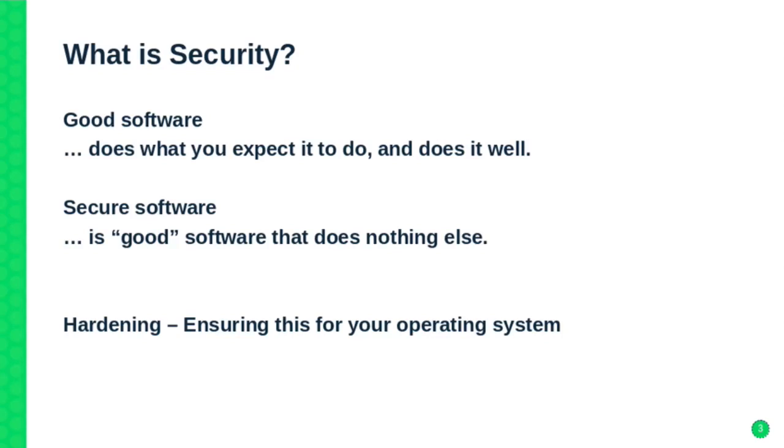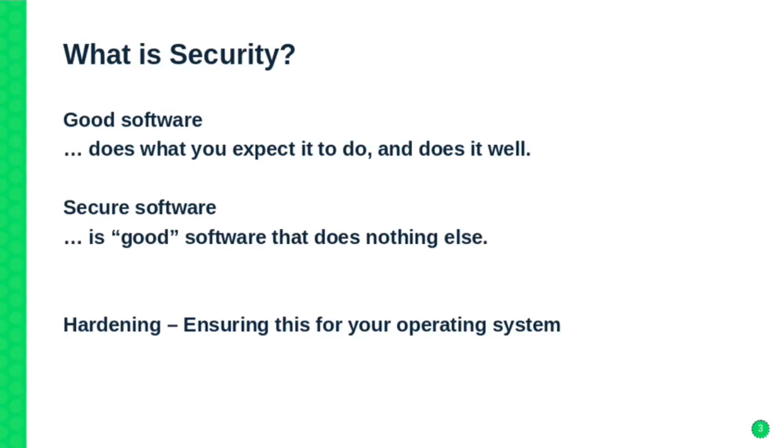So what is good software? Good software does what you expect it to do, and does it well. And secure software builds on top of that. Secure software is good software that does nothing else. So it doesn't have unintended features, unintended side effects, unintended security issues.